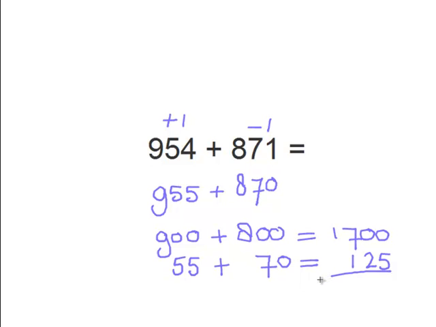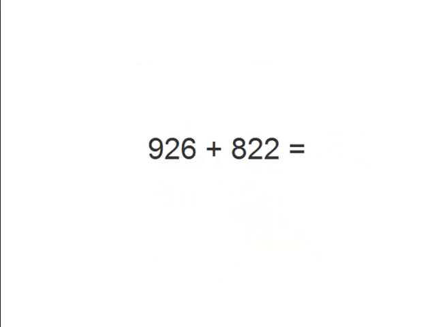So now we just have to add them up together. So 1,700 plus 125, so we take the 5, then the 2, 7 plus 1 is 8, and then the 1, so it equals 1,825. So therefore 954 plus 871 equals 1,825.